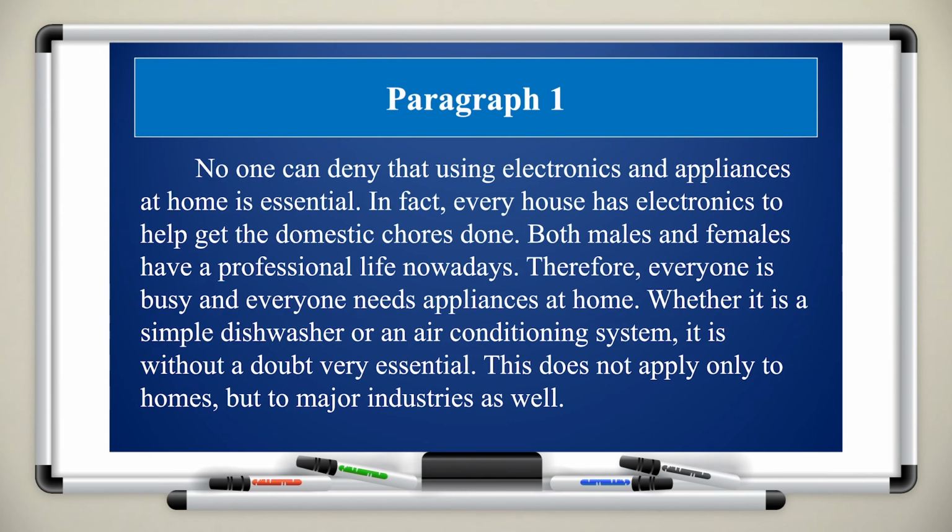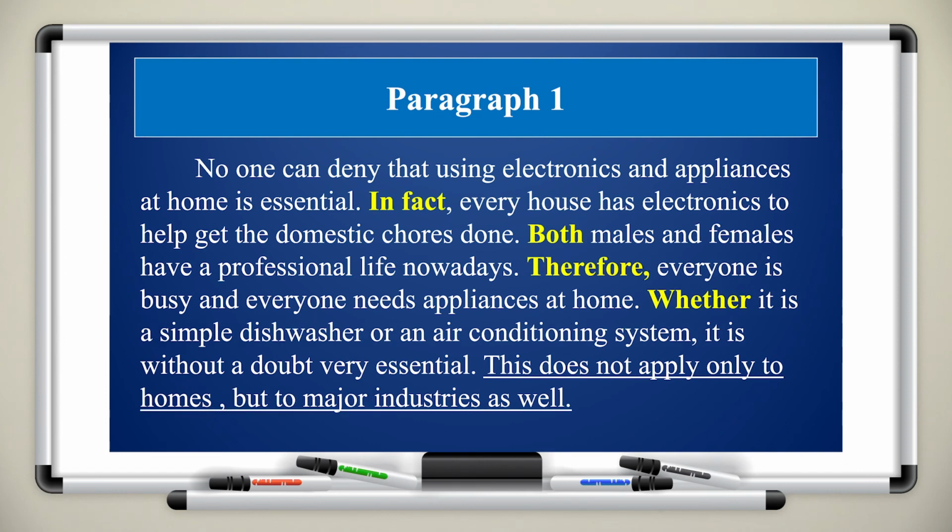Let's take a look at paragraph 1. No one can deny that using electronics and appliances at home is essential. In fact, every house has electronics to help get the domestic chores done. Both males and females have a professional life nowadays. Therefore, everyone is busy and everyone needs appliances at home. Whether it is a simple dishwasher or an air conditioning system, it is without a doubt very essential. This does not apply only to homes, but to major industries as well.